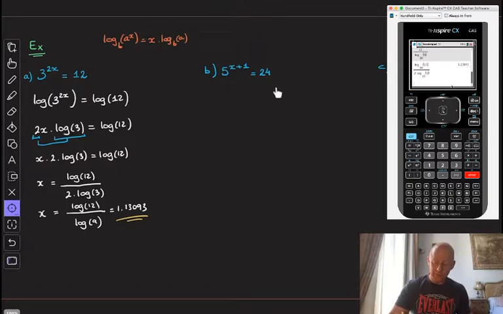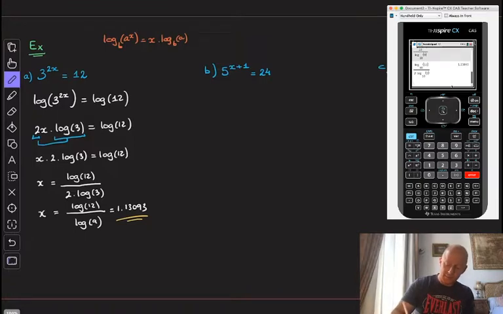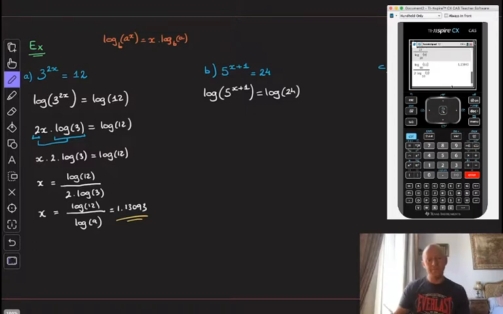Now, looking at the second question here, the approach is still going to be very, very similar. I still have some number raised to a power, the unknown we're after is inside the power, and it's equal to a constant. So the first thing I'm going to do is get this x plus 1 outside of that power. For that, I use this law again. I'll apply logarithms first, so log of 5 raised to the power of x plus 1 equals log of 24.